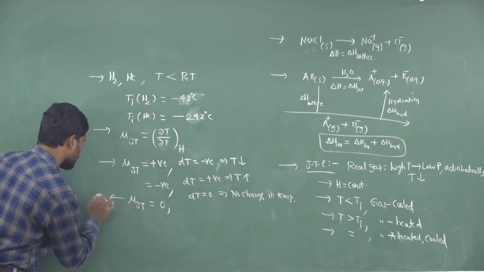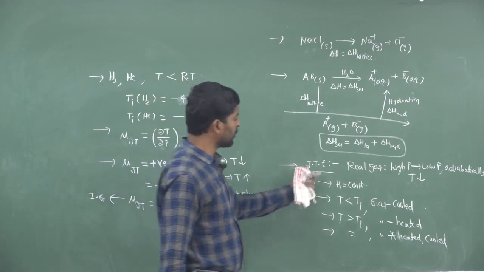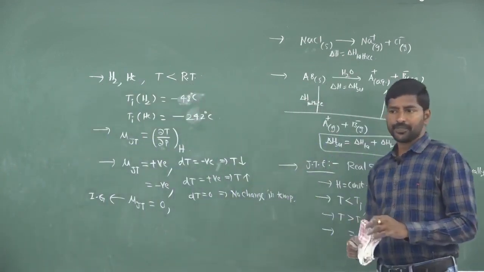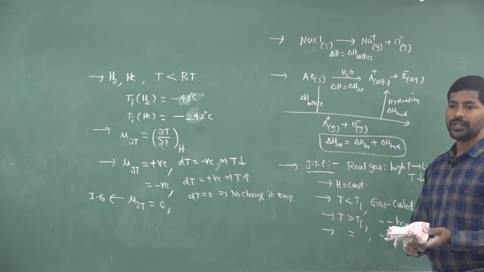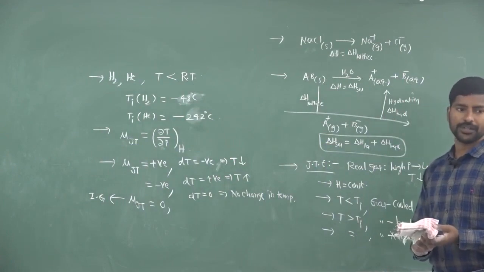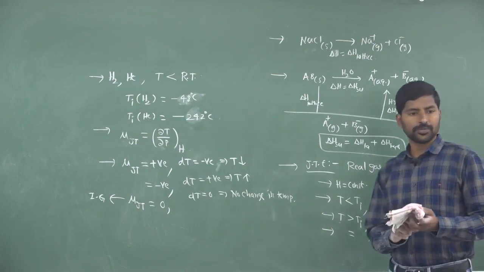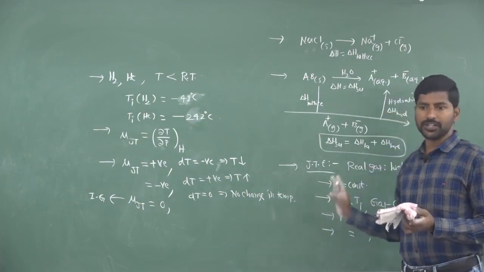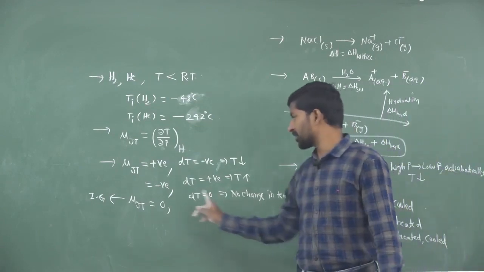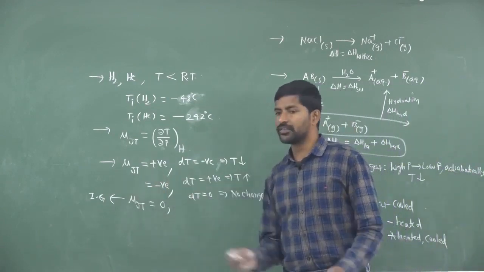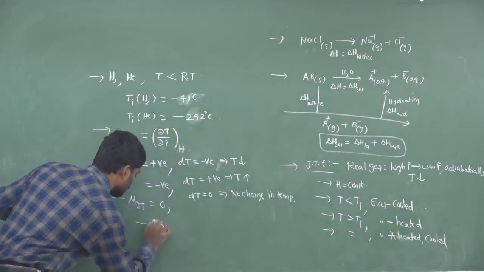What about the Joule-Thomson coefficient for ideal gases? It is zero. If you do the same experiment with ideal gases, is there any change in temperature? No change in temperature for ideal gases. Intermolecular forces are absent, so there is no expenditure of energy during expansion from high pressure to low pressure. Therefore there is no change in temperature, so the Joule-Thomson coefficient for ideal gases is zero.